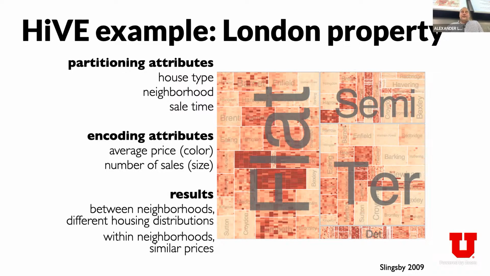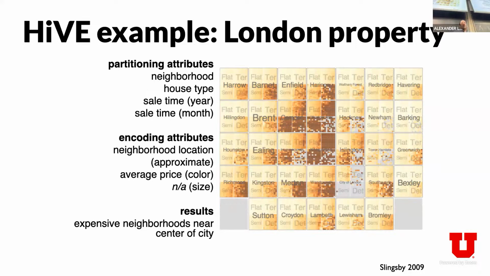And if we take the same data and just slice it differently, so here, for example, we partition first by neighborhood, then by house type, then by sale year, and then by sale month, then we get a completely different picture. Same data, same visualization technique, just a different choice of partition. And here we also encode the approximate neighborhood location, so that city center districts are in the center of the chart. And so what we can see is that expensive neighborhoods tend to be near the center of the city, but there are also some expensive neighborhoods out there.